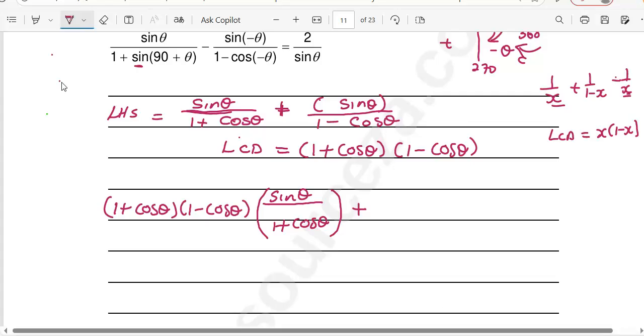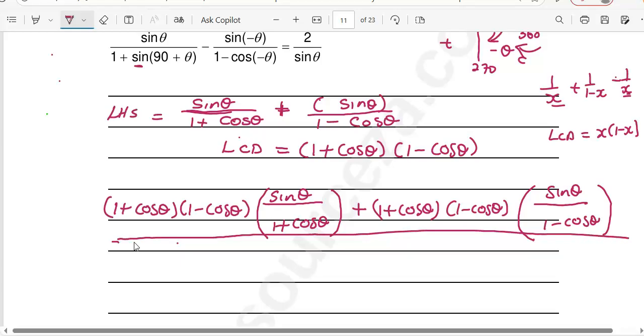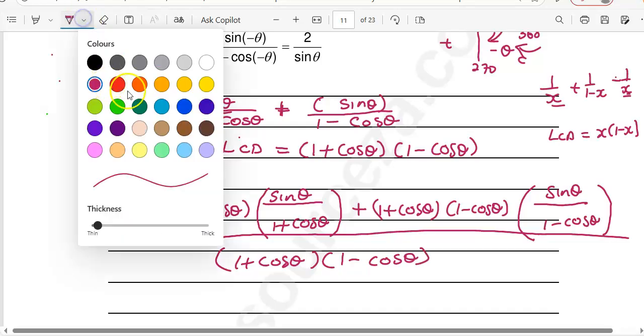Then you do the same with the other fraction. You take your LCD, 1 plus the cos theta into 1 minus the cos theta. You need to multiply that by the whole fraction, which is sine theta over 1 minus cos theta. So now, when you are done, you need to take everything here and divide everything by your LCD. Okay, this is going to be easy now because we can see that other things here will be cancelling out.